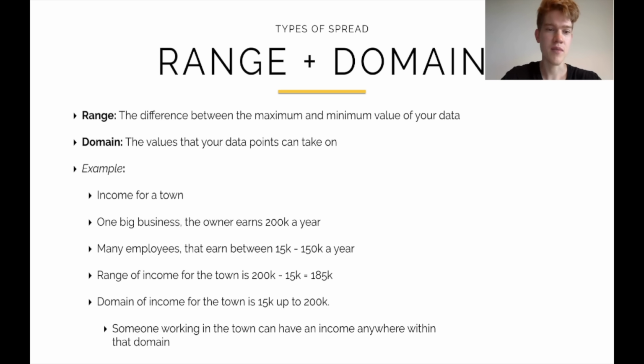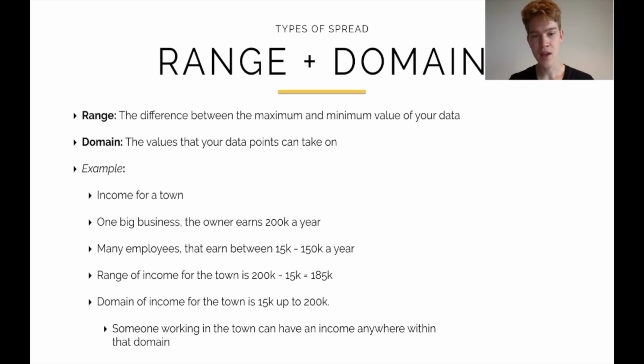All right, and the domain is going to be the values that our data points can take on, or the region that our data points lie in. So if we look at this example again, our domain is going to start at 15K and go up to 200K. What the domain defines is kind of starting and ending points, or a section in our data. In this case, the domain would start at 15K and end at 200K.